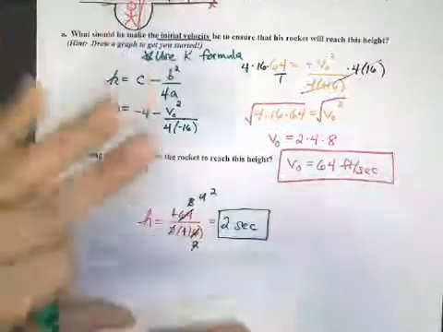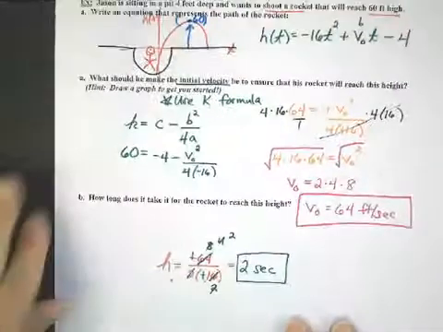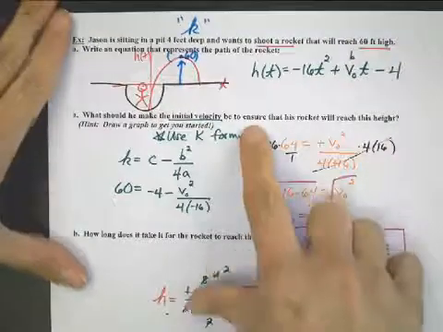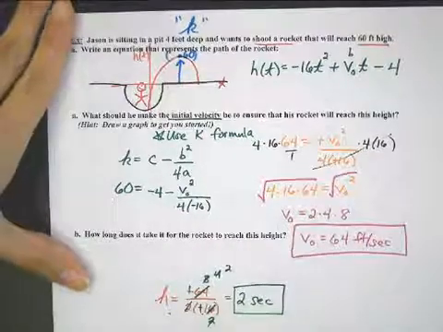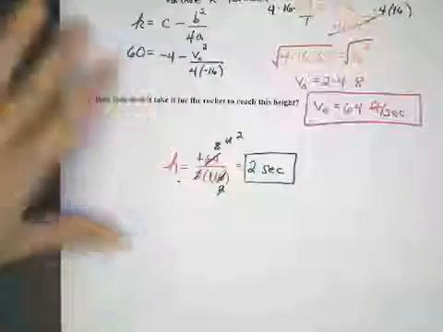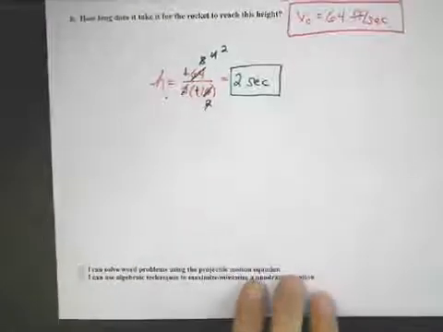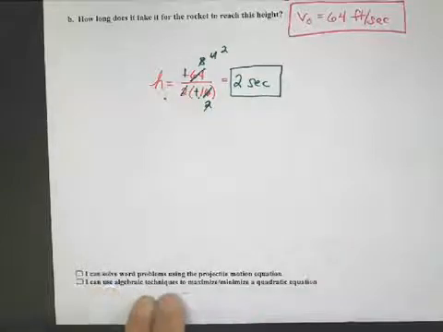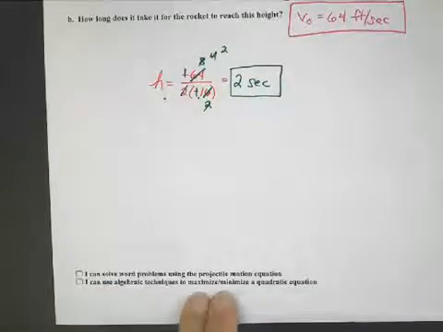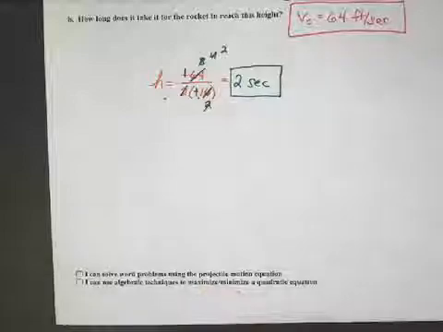So remember, whenever you have a problem that says find the initial velocity, you have to make sure you use the K formula to do that. Can you solve a word problem with a projectile motion equation? I hope you have that memorized. And can you use algebra techniques to maximize and minimize? So can you use the K?